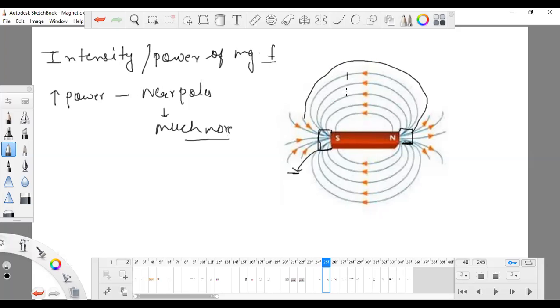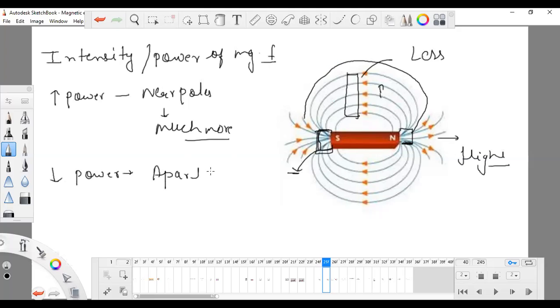But the intensity of magnetic field lines here is comparatively very less, and intensity near this is much higher. Here the intensity is very less, because you can see the density: so many magnetic field lines are present in this much area, and in this much area they get separated. So they are less powerful, or less intense, when they are in curvy form, or we can say they are apart from the pole.